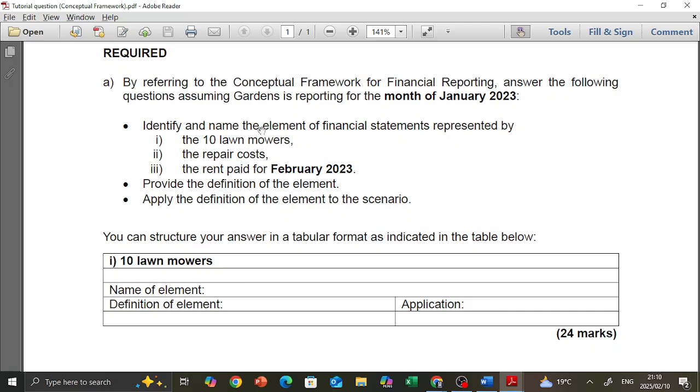Identify and name the element of financial statements represented by the 10 lawnmowers, the repair costs, the rent paid for February 2023. This is when your accrual basis of accounting is going to come in handy, but let us get there first. Now, provide the definition of the element, apply the definition of the element to the scenario. This is your structure. Always follow the UJ template, the UJ structure. Don't do your own thing.